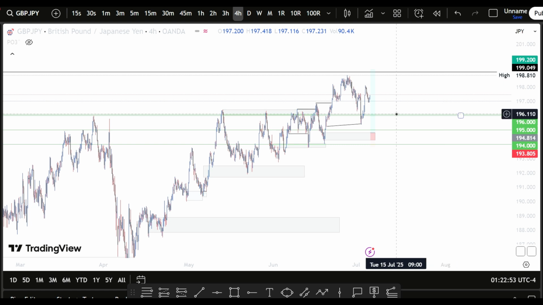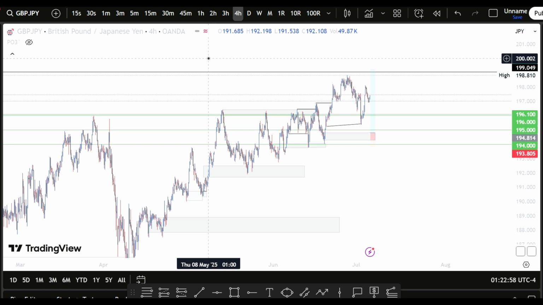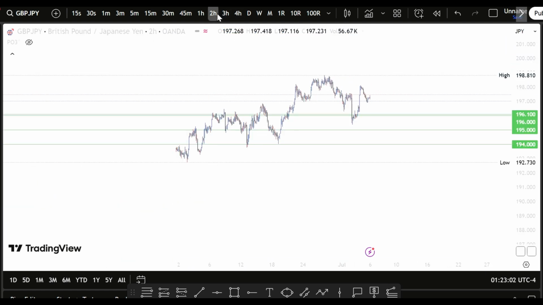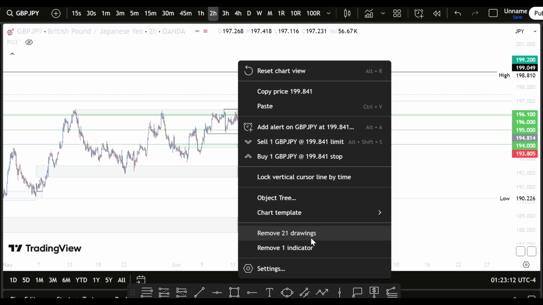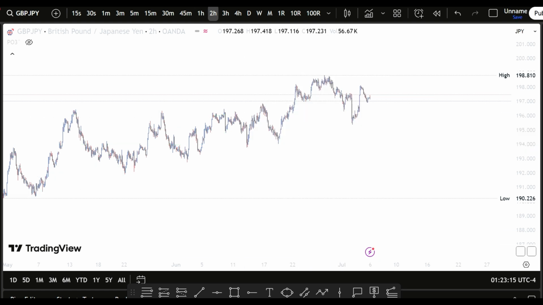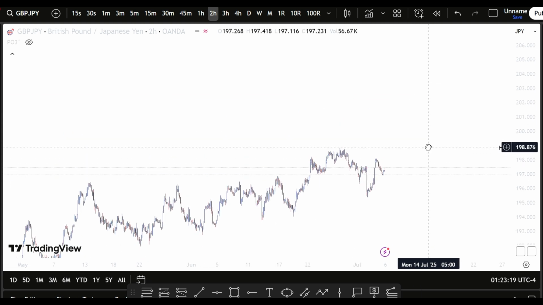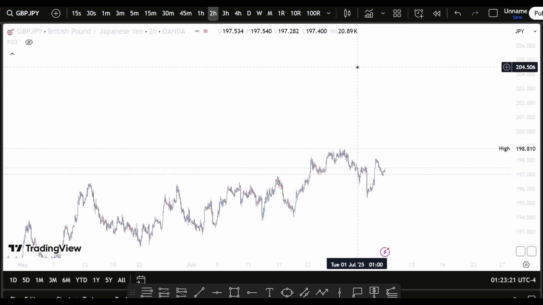In this video, I will be analyzing the GBP JPY. In a moment, I just want to show us how to identify a high probability setup in this trade. At the moment, I will just take off all these drawings and take us through step by step in identifying a high probability setup.